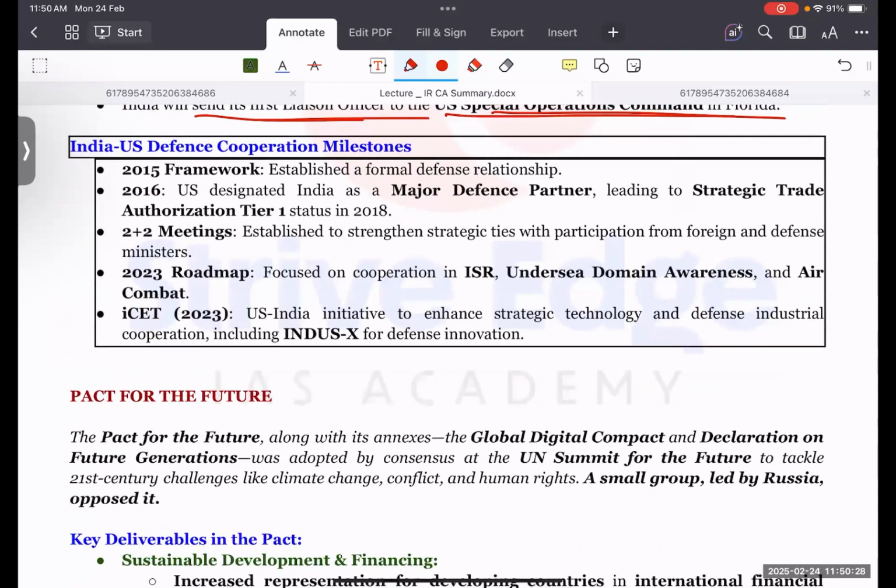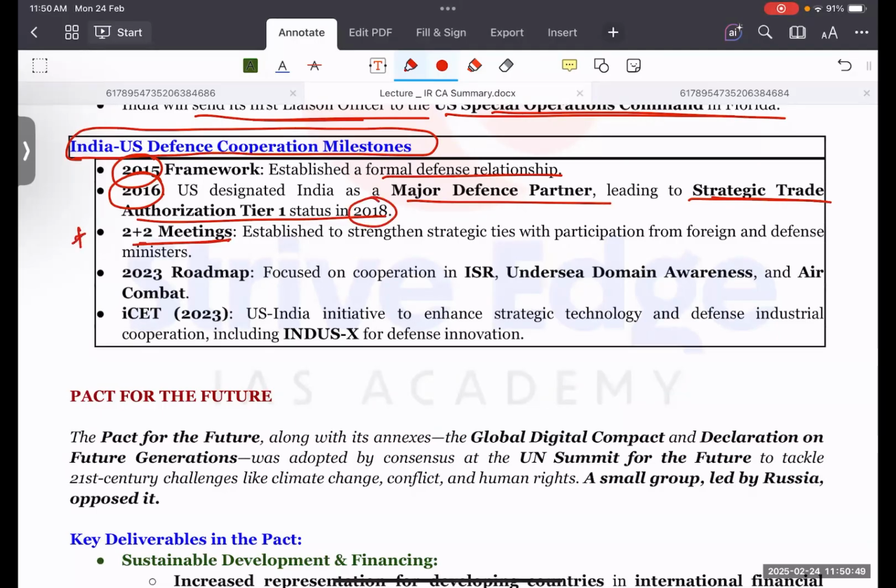Now, India and US defense cooperation. We have just seen what the milestones are. Roughly, in 2016 we were declared a major defense partner, and the formal defense relationship framework was defined in 2015. Now this has led to the Strategic Trade Authorization Tier 1 status, which was given to us in 2018.